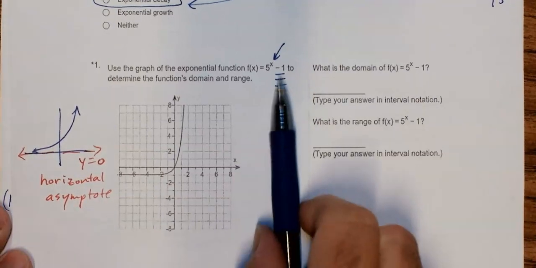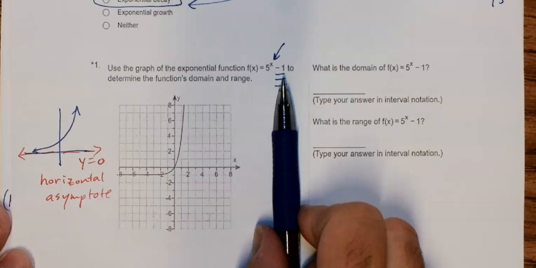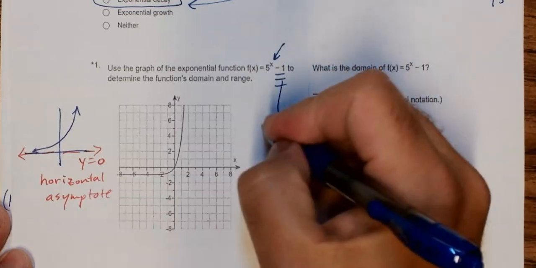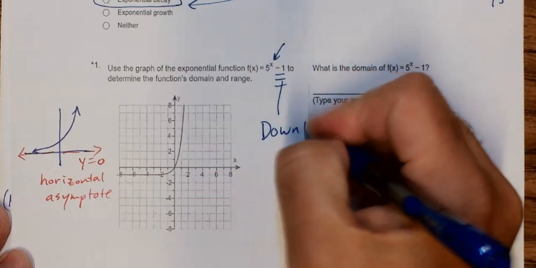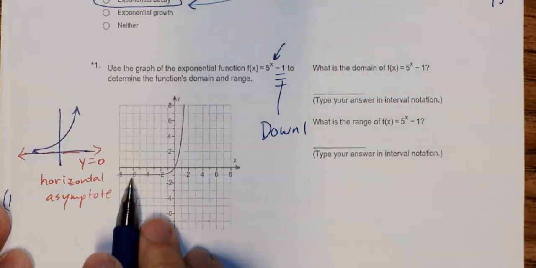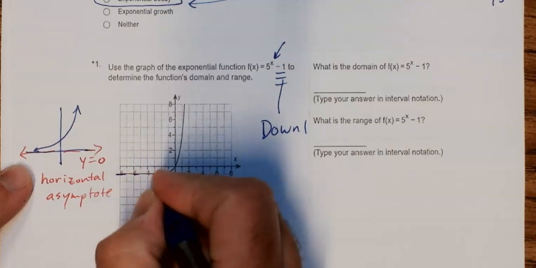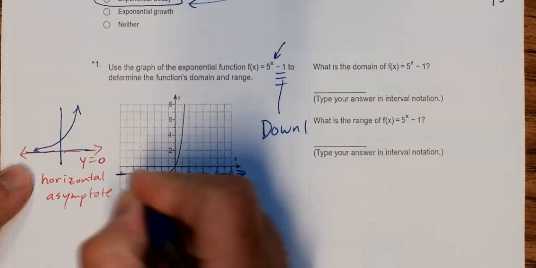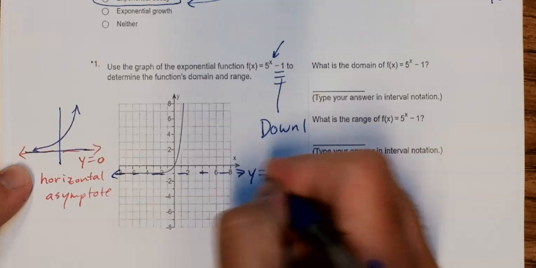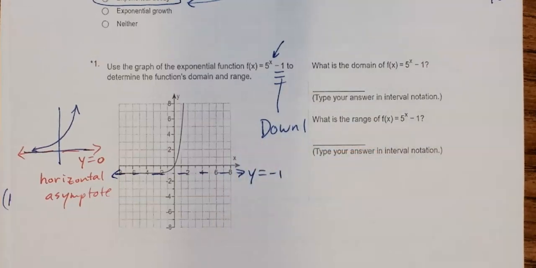What is the minus 1 doing to the graph? It's making it go down 1. Now, isn't that also confirmed by the picture they drew for you? Look here. Here's the line. That's the asymptote, and it looks like it's y equals negative 1. It's been dropped down 1 unit.